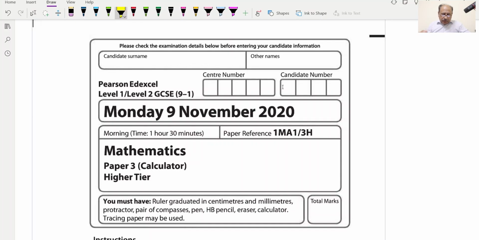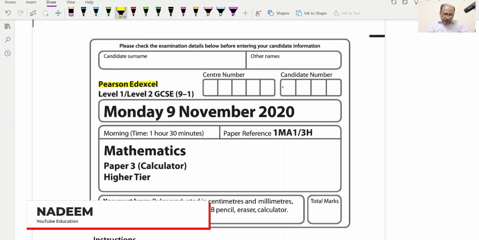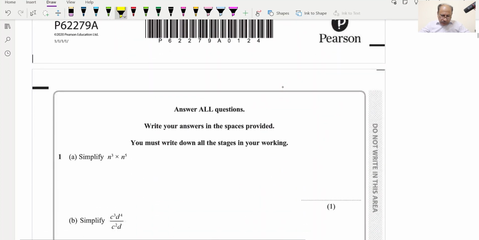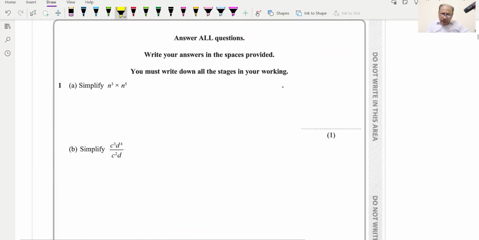Hello everyone, today we'll be going through Pearson Edexcel Level 1, Level 2 GCSE 9-1 November 2020 exam Mathematics Paper 3, 1MA13H. Let us move to question number 1.